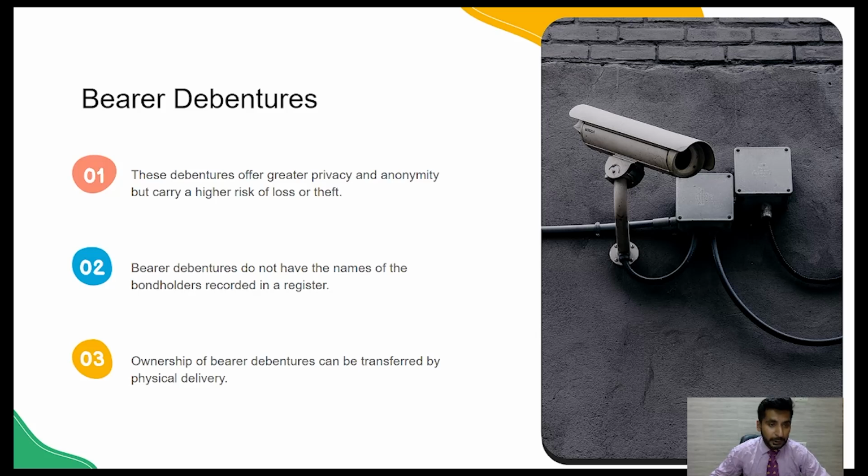Next are the bearer debentures. Bearer debentures offer greater privacy and anonymity but carry a higher risk of loss or theft. A bearer debenture does not have the names of the bondholders recorded in the register. The ownership of bearer debentures can be transferred by physical delivery. So basically, it is just a piece of paper on which it is mentioned that it is a debenture. Whoever owns it is not written, and that is why it is named bearer, because ownership lies with the person who is holding it.